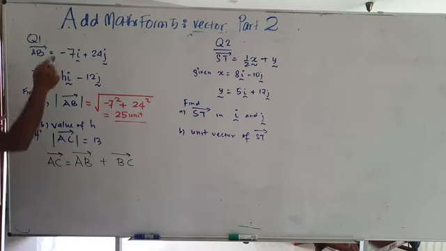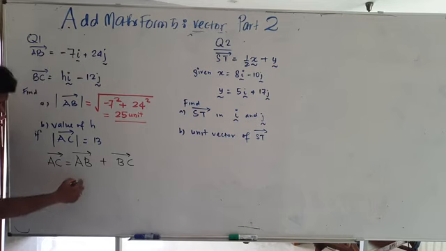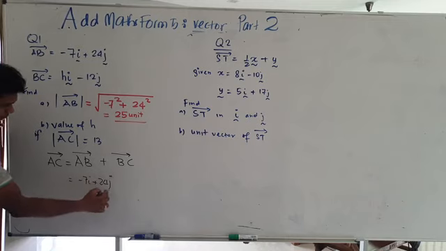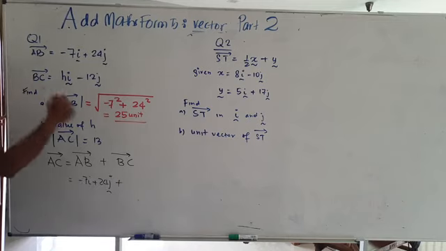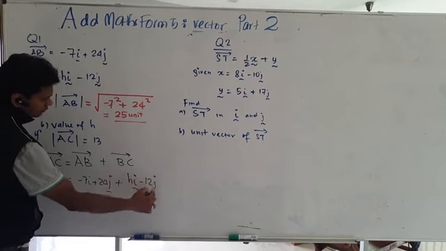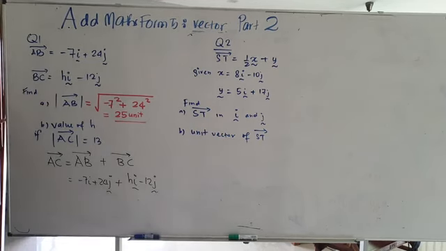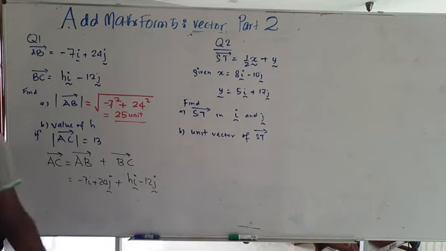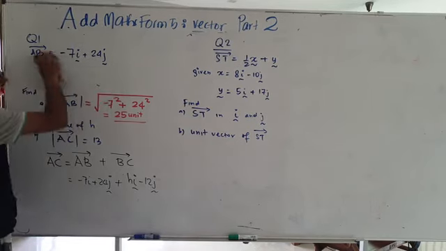Alright, so what is AB? Let's put AB in. AB is negative 7i plus 24j. What is BC? BC is given as hi minus 12j. Okay. So now we are looking for the magnitude. Now how do you get a magnitude? Magnitude means you need to do something similar to Pythagoras theorem. Alright, so let's try that.